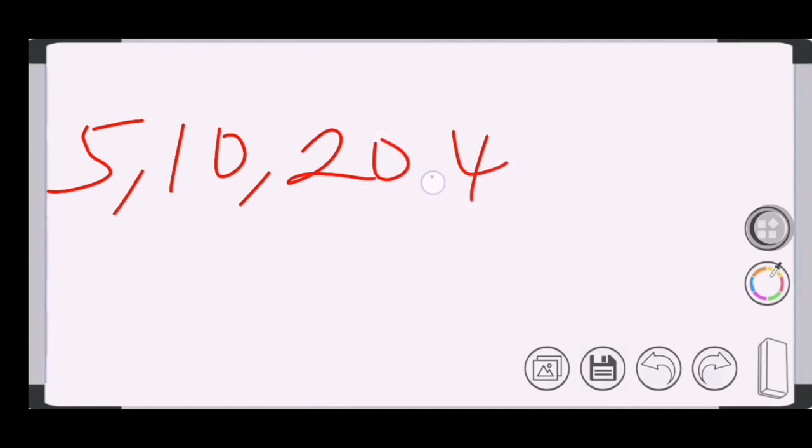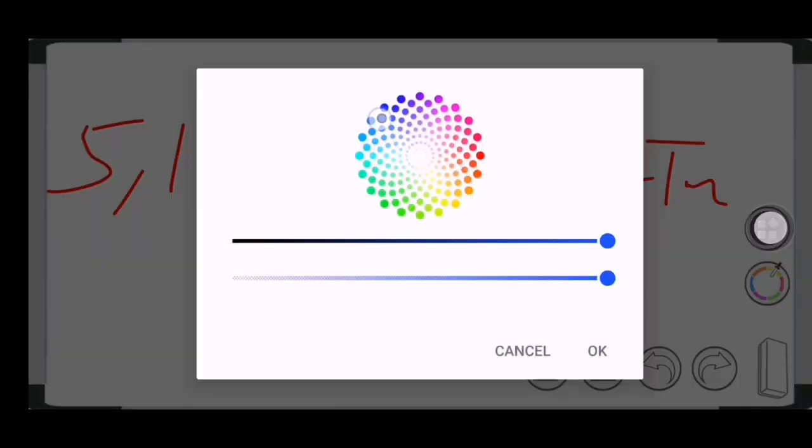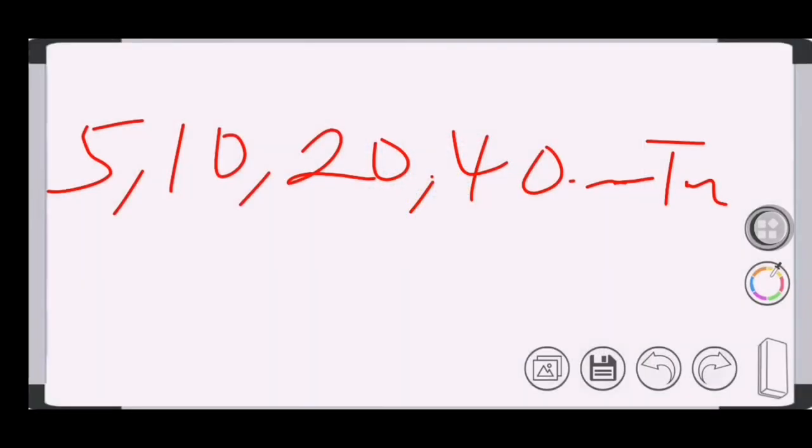Now, another example. We have 5, 10, 20, and 40, and our Tn. So, what will be our next 3 terms? What is happening here? Is it plus 5? Let's check. So 5 plus 5 is 10, correct? 10 plus 5 is not 20. Therefore, it's not plus 5.